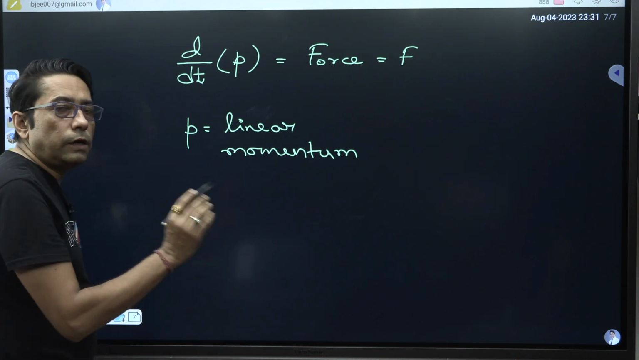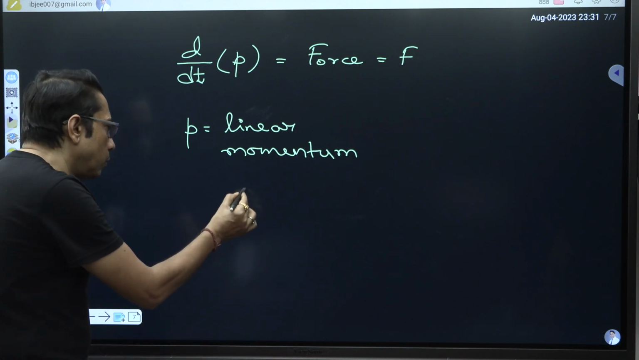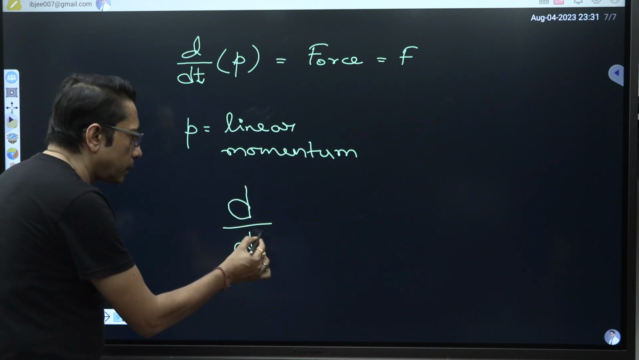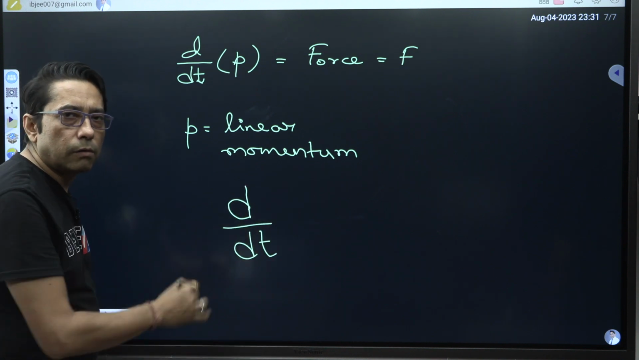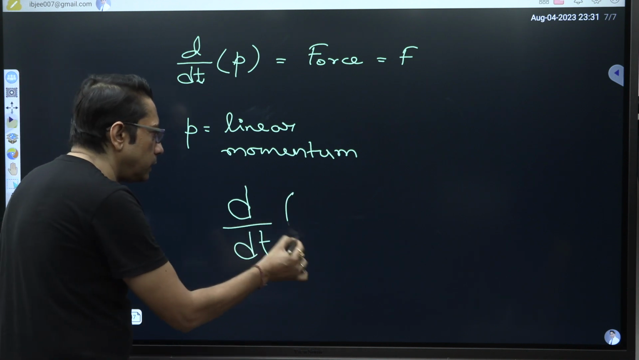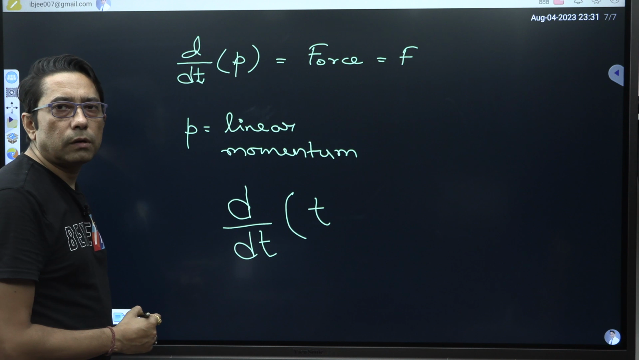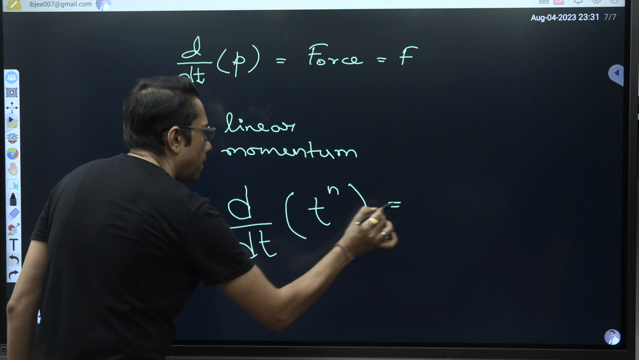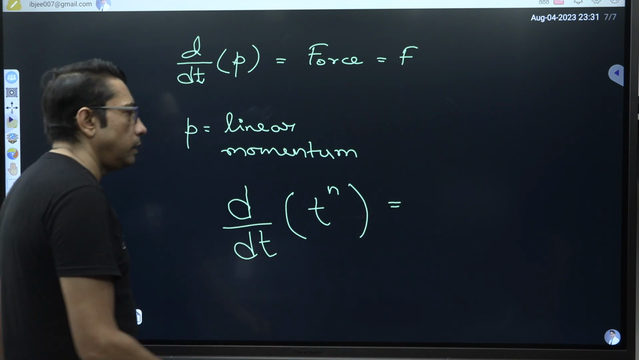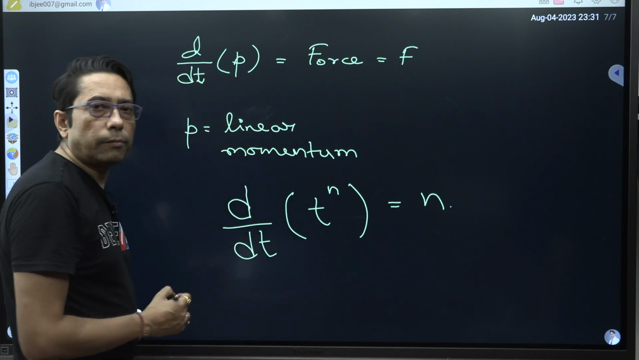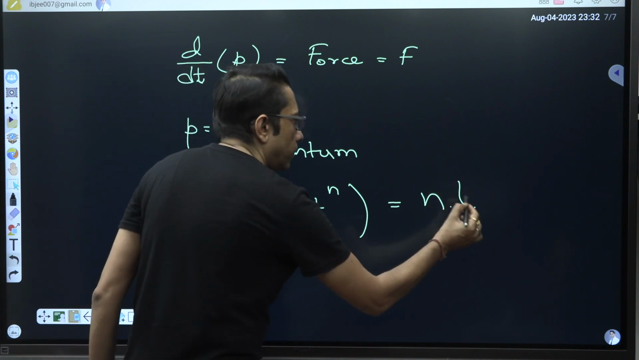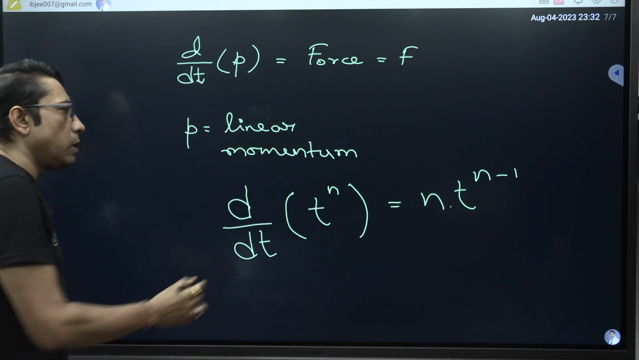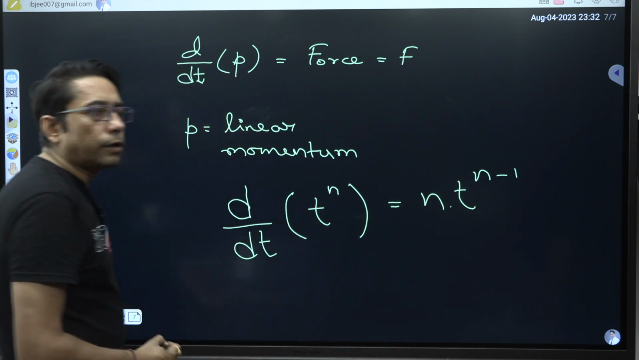The simple and only formula for today. I would be more than happy if you just understand only this formula. d by dt of a term which is t to the power n is n t to the power n minus 1. So the power appears first and the power decreases by 1.